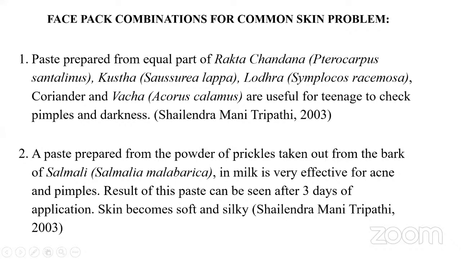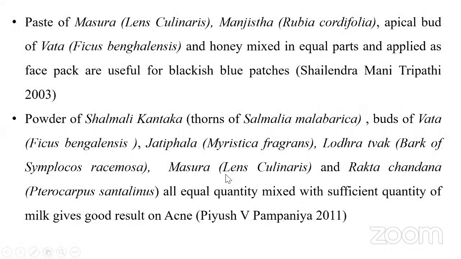And some other combinations like Jisha and the pickle bud of Vata. So we say it as the Vata Shunga. The roots that come out of the banyan tree, we can take those, and honey is mixed so that we can apply. This is useful for blackish blue patches. Some people have black or blue dark patches, so just using this will be very helpful to cure this problem.